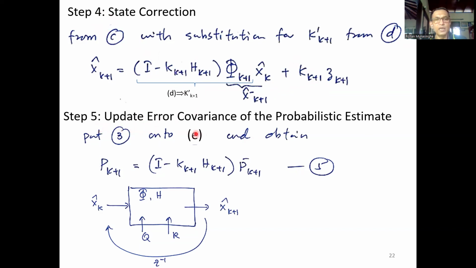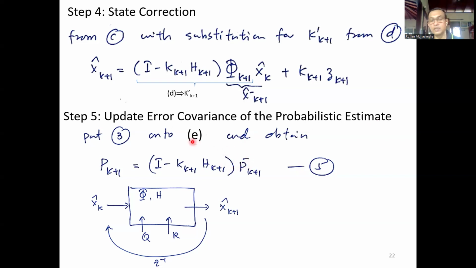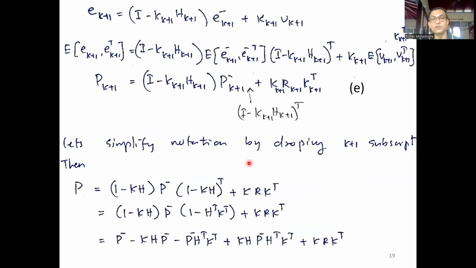Step 5 is to update the error covariance of the probabilistic estimate. If you put equation number 3 onto equation E, you can obtain this one. This is given without proof, so just remember that one. Equation number 3, you can pedal back to this one. This is the Kalman gain, and if you put it into equation E, earlier we found this one.